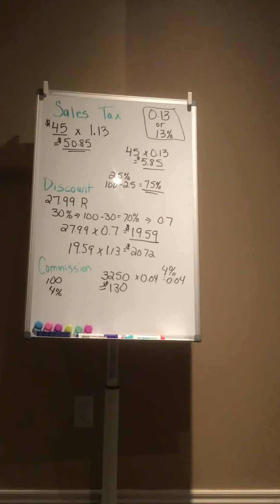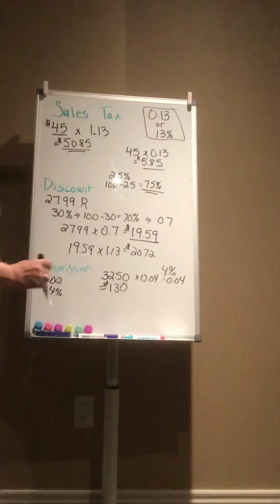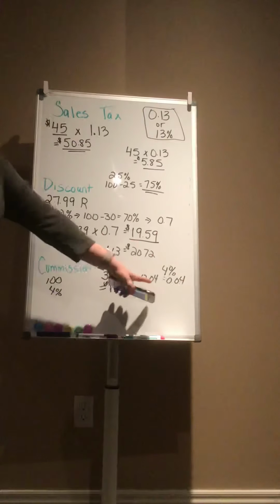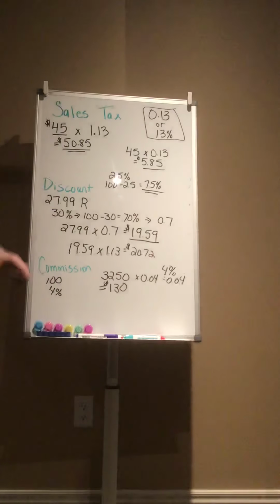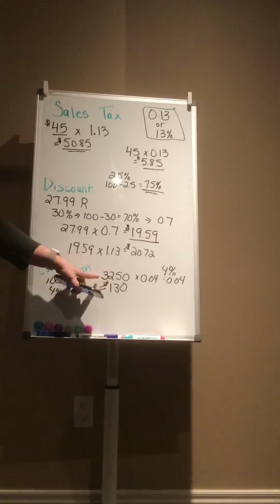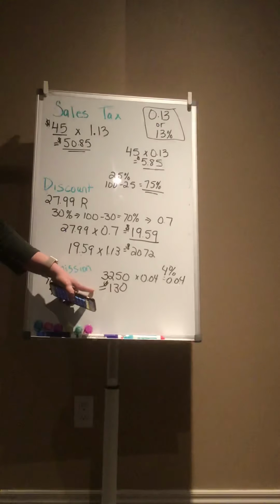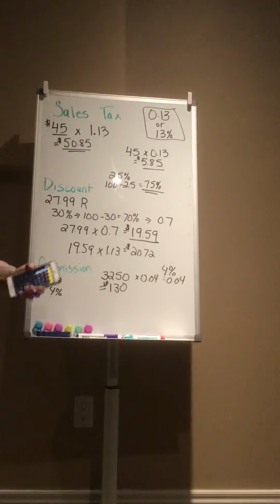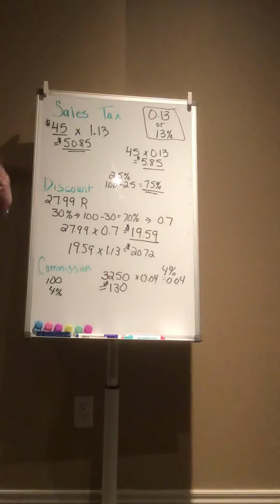That means I sold $3,250 worth of merchandise for Sport Check. Sport Check said to me, well, we're going to pay you only on commission, so every $100 you sell is going to be 4% commission. So 4% commission, 3,250 times 0.04 means I have $130 commission.